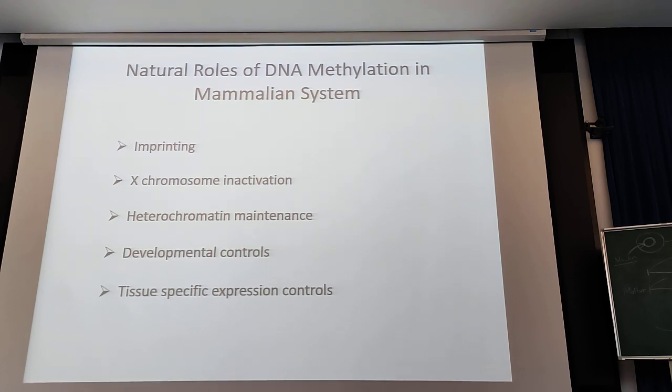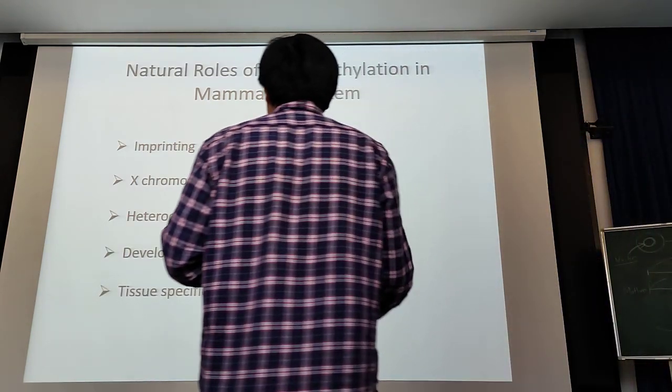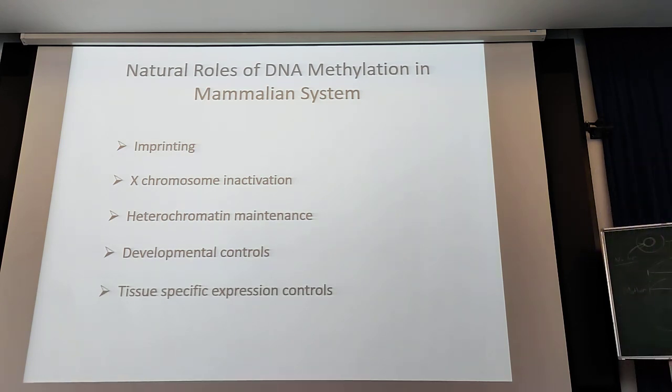Now DNA methylation plays many roles in mammalian cells. For example, X inactivation, or X chromosome inactivation, control of cell development, and maintenance of heterochromatin, that is to say the chromosome structure development. Now let's talk about one example of DNA methylation, which is X chromosome inactivation.